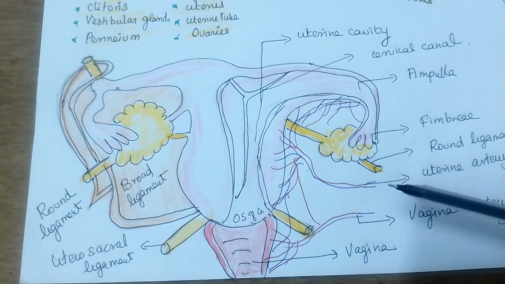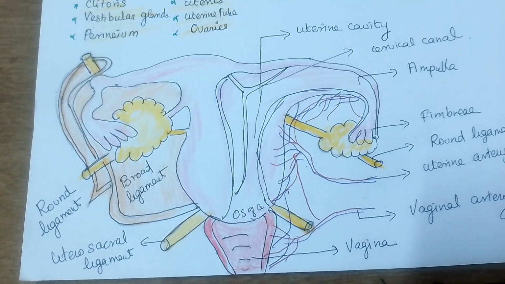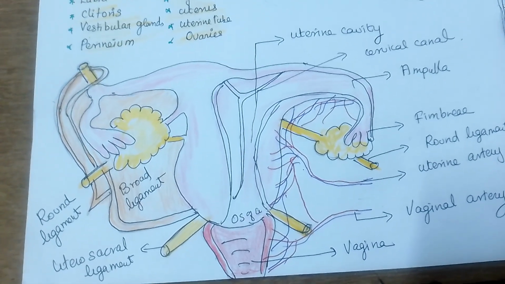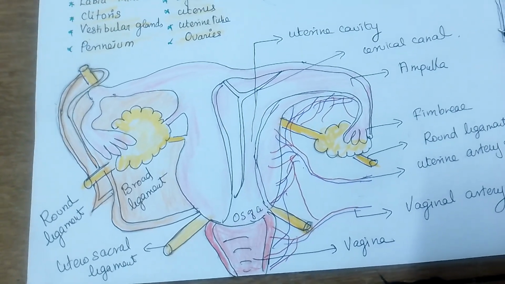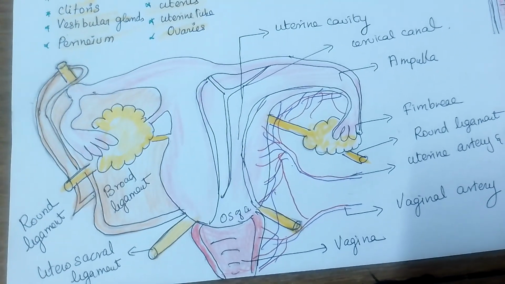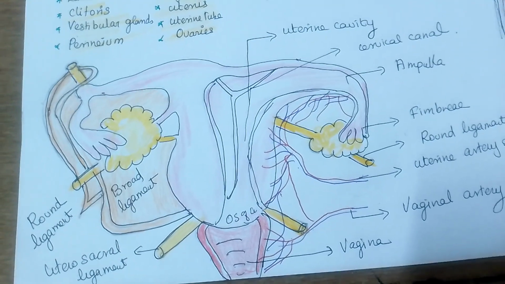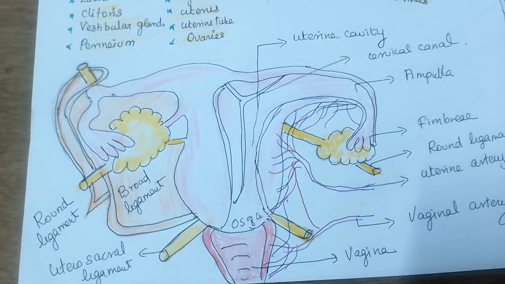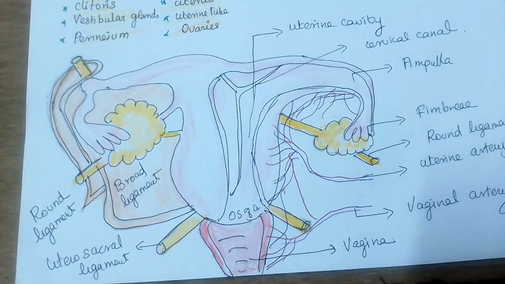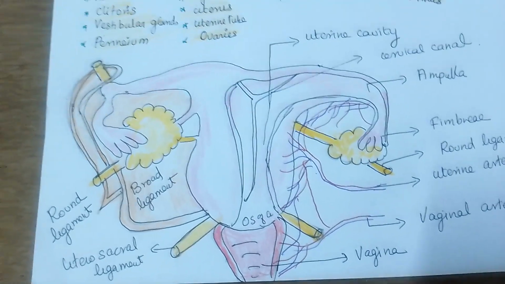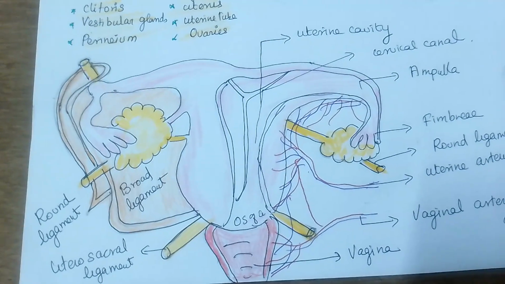What are the functions of the uterus? What are the functions of the vagina? Structure is anatomy, function is physiology. Vagina first. The vagina receives the penis during sexual intercourse, is the passage canal through which birth takes place, and the menstrual flow happens through it.